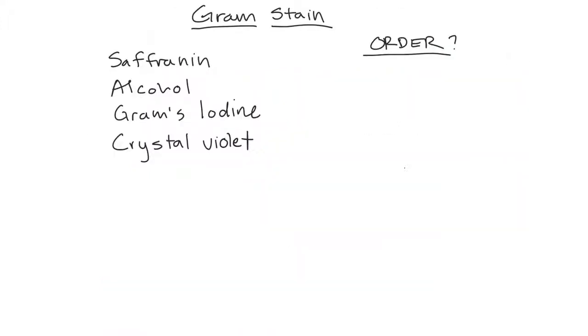All right, so we did a gram stain in lab. These are the 4 different things that you put on your slide after you had your bacteria on there. In what order did you put them on? I just mixed them up. So if you were to do 1, 2, 3, and 4, 1 being first, can you remember with your friend which order they go in?